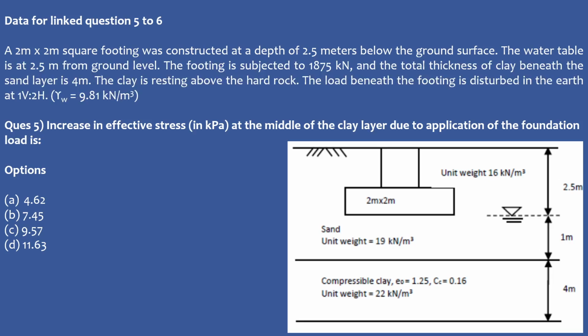So gamma w is given to you. We need the increase in effective stress at the middle of the clay layer due to the application of the foundation load. You have a unit weight of 16 kN per meter cube. Your water table is located at 2.5 meter depth, then you have 1 meter below it, and the compressible clay is there, which has a thickness of 4 meters.